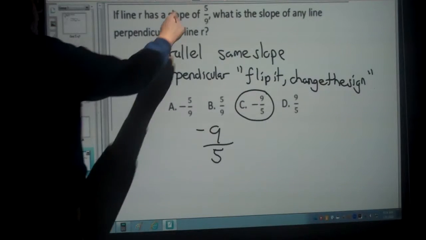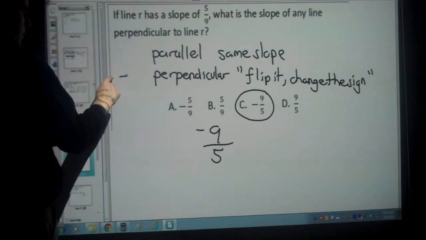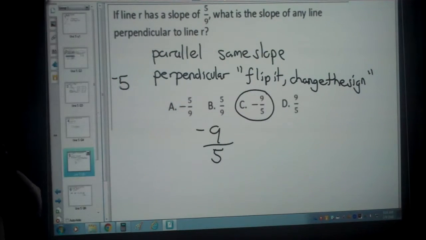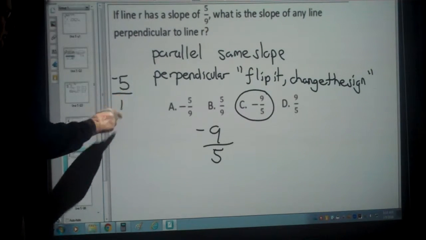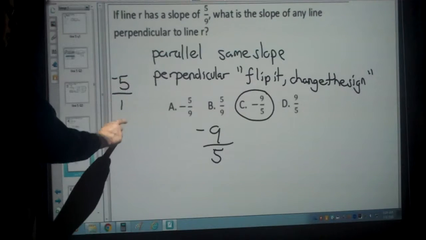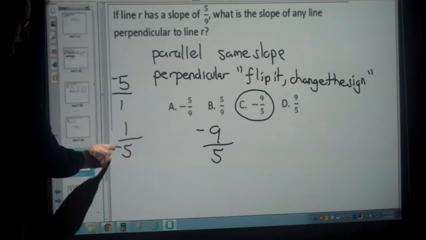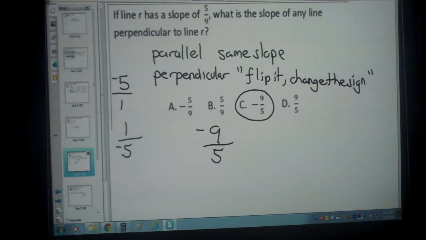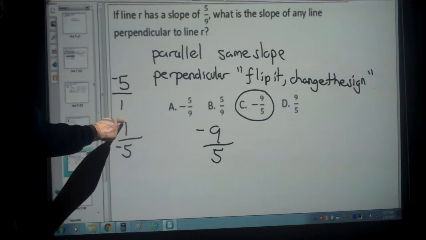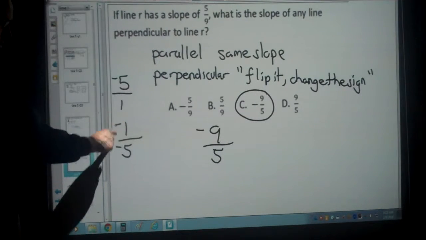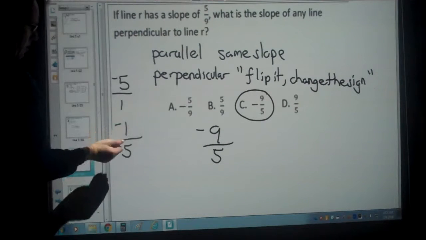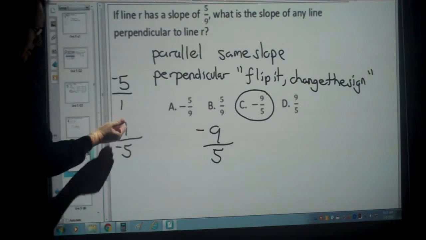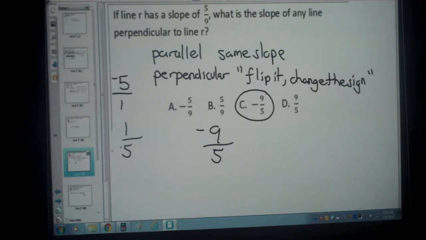Now I also talked about before, what happens if you just have a single number? So if I had negative 5, I can't flip it because it's not a fraction. So what we do is we make it into a fraction. Then if it says perpendicular, you can go ahead and flip it. But then you're going to change the sign. So it doesn't matter which one you change. If you change the 1 into -1, notice 2 negatives become a positive. What you're really looking for is if this is negative, this whole answer must be positive.